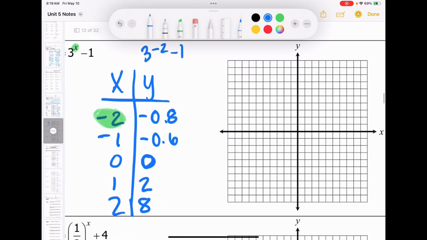All right, so now we're going to graph these. So -2, -0.8, -1, -0.6, 0, 0, 1, 2, and then 2, 8. 2, 3, 4, 5, 6, 7, 8. All right, so that's what your graph should look like.